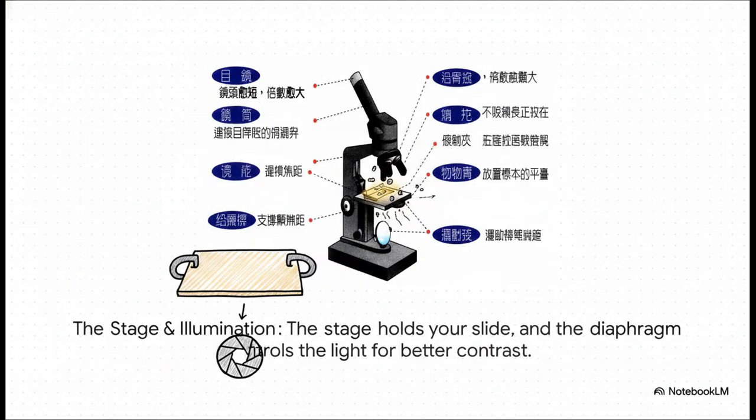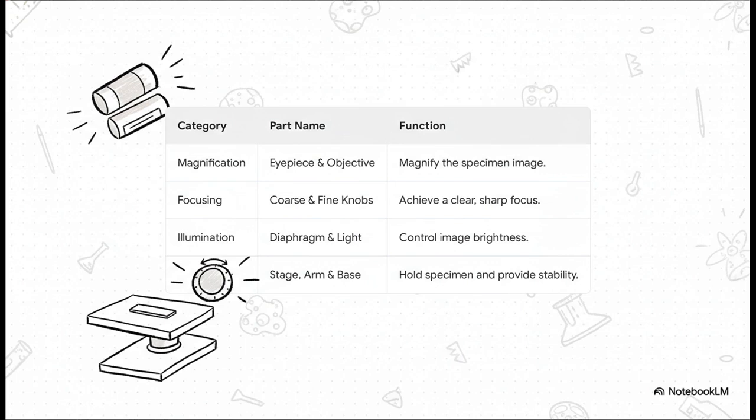And this is where all the action happens. This flat platform here is called the stage. It's where you put your slide. These little stage clips, they hold it firmly in place so it doesn't wander off on you. And right underneath, you've got the diaphragm. Now this thing works just like the pupil of your eye. You can adjust it to control exactly how much light shines through your specimen, which is absolutely key for getting great contrast and detail.